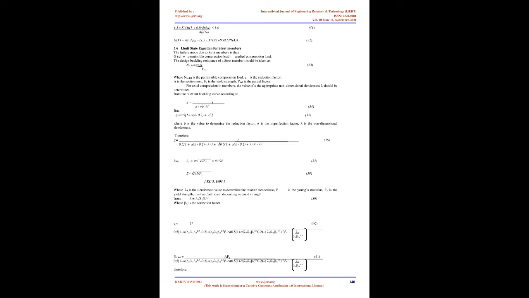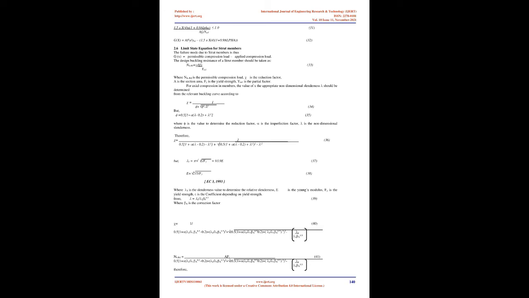The design buckling resistance of a compression member should be taken as N_b,Rd, where N_b,Rd is the permissible compression load, chi is the reduction factor, A is the section area, gamma_M1 is the partial factor, and f_y is the yield strength. For axial compression in members, the value of the appropriate non-dimensional slenderness should be determined from the relevant buckling curve according to Eurocode 3, where phi is the value to determine the reduction factor, alpha is the imperfection factor, and lambda-bar is the non-dimensional slenderness. Therefore, where lambda_1 is the slenderness value to determine the relative slenderness, E is Young's modulus, f_y is the yield strength, and epsilon is the coefficient depending on yield strength.